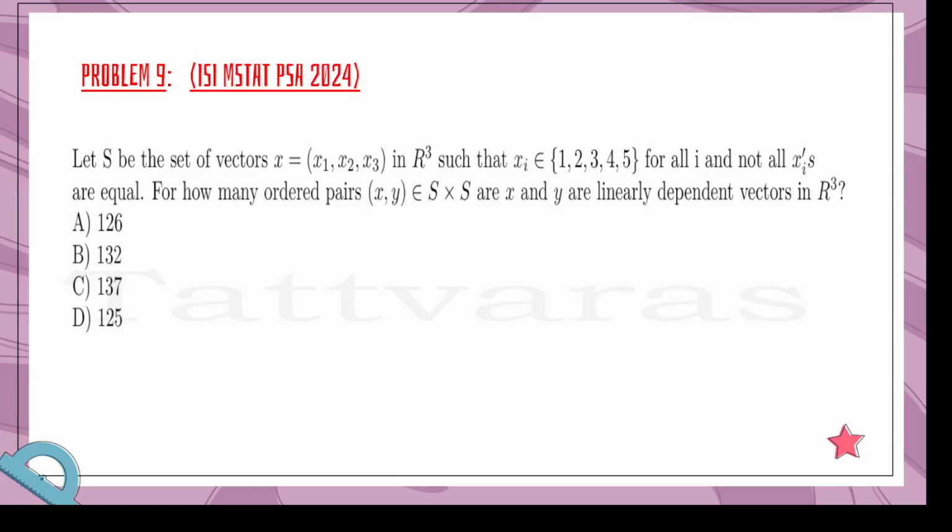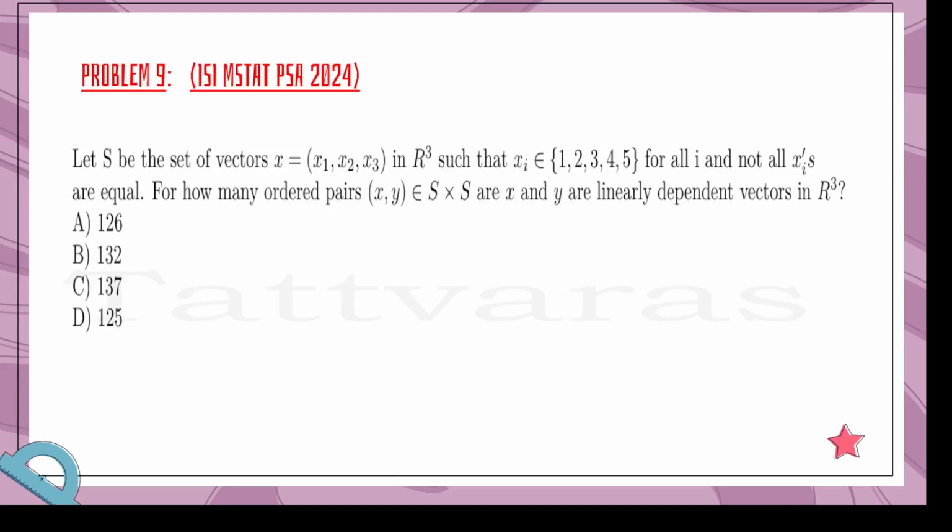Today we'll be discussing problem number 9 from the ISI MSTAT PSA 2024. The problem goes like this. Let S be the set of vectors x = (x1, x2, x3) in R³ such that xi belongs to {1, 2, 3, 4, 5} for all i and not all xi's are equal.